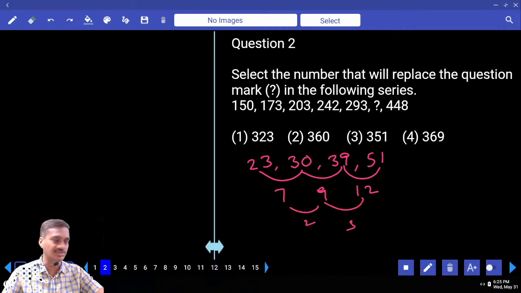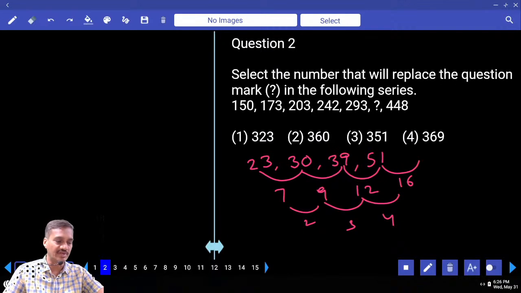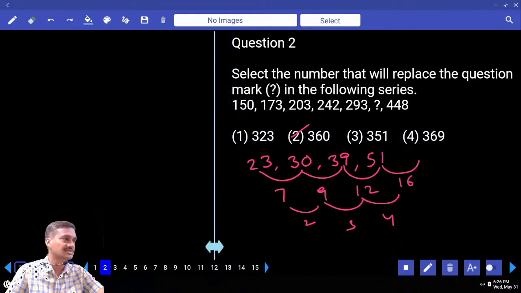Now the difference between 7 and 9 is 2. 9 and 12, 3. And 12 plus 4 is how much? 16. Now 16 should be added. Now 51 plus 16, 67. When added to this one, 293 plus 67, 360. Choice, right?